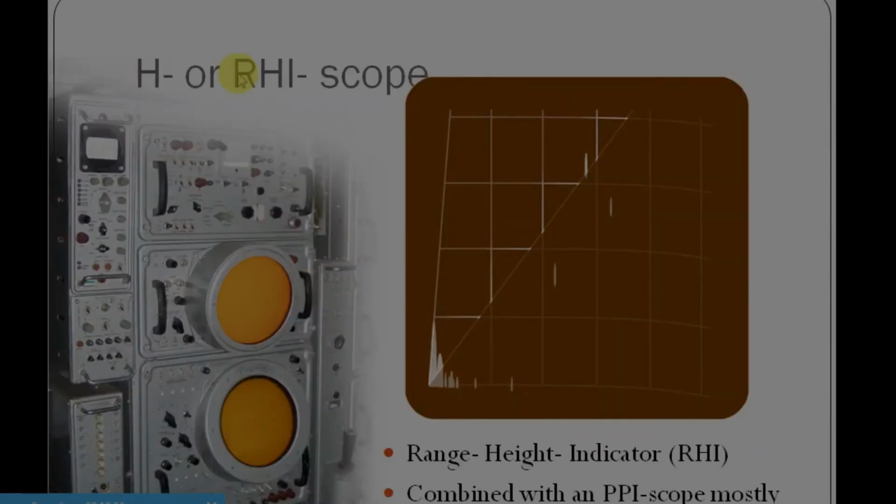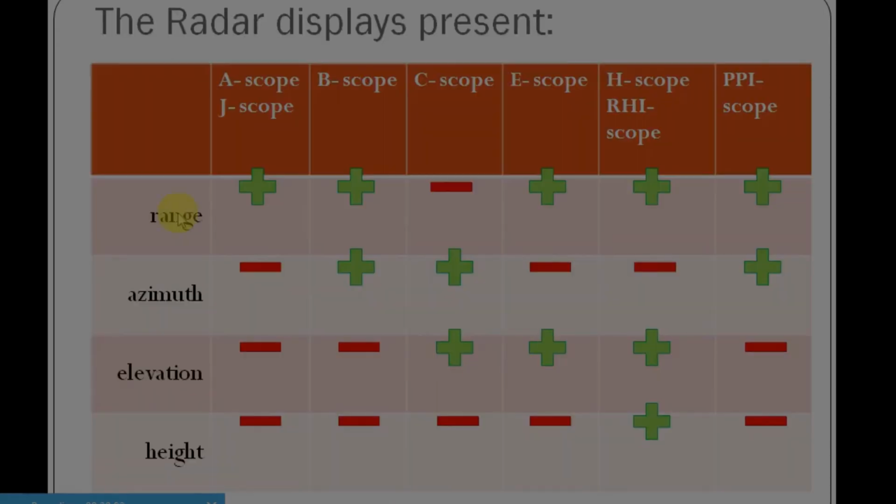Then this is the RHI scope, meaning when the A and C scopes are mixed, there is an RHI scope. So here is the summary. In the A scope summary, you can find out the range. In the B scope, there is a possibility of the range. In the C scope, there is no possibility of the range, but in PPI you can get the range and the azimuth. So most of the data you will get in the PPI scope.